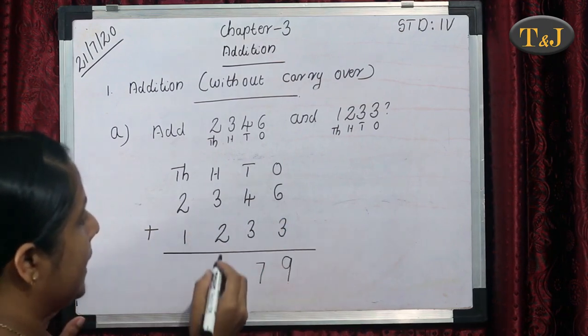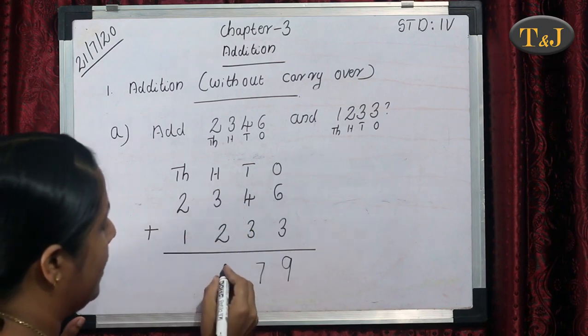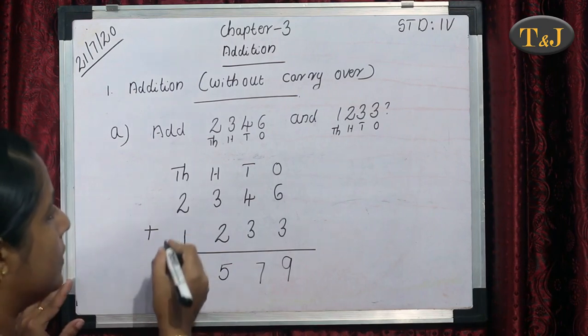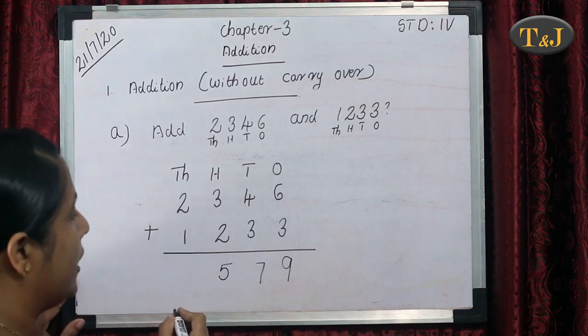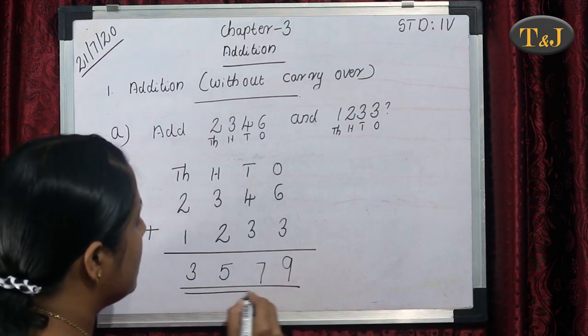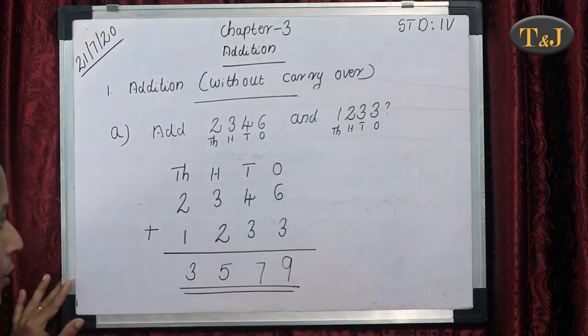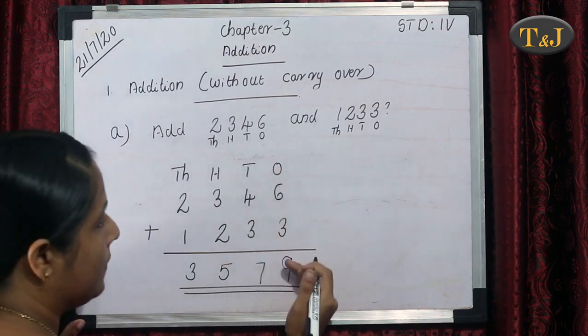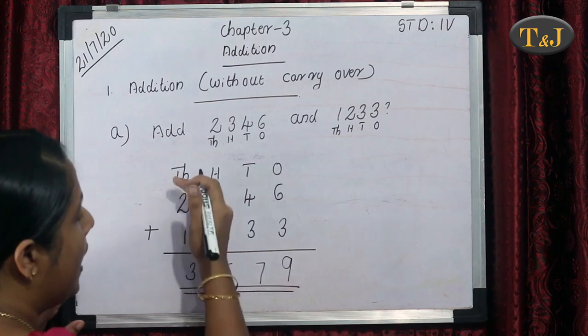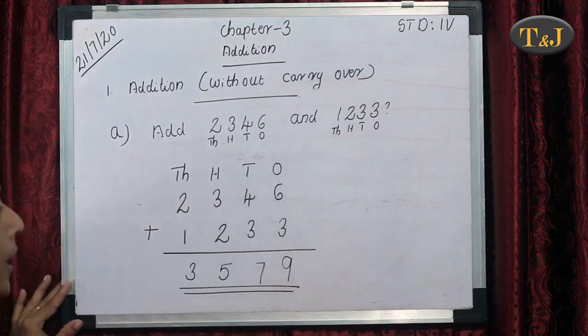Next we add the hundreds place values: 3 plus 2 equals 5. Then last is the thousands place value: 2 plus 1 equals 3. Now we got the answer, 3579. First we add the ones place value, second the tens place value, third the hundreds place value, and last the thousands place value.